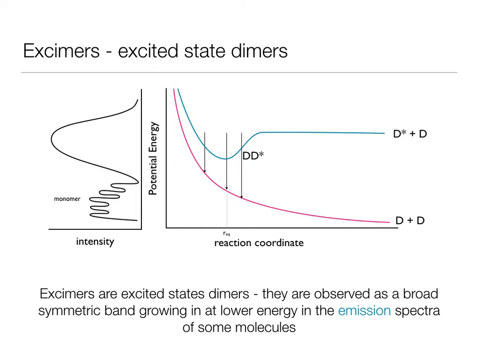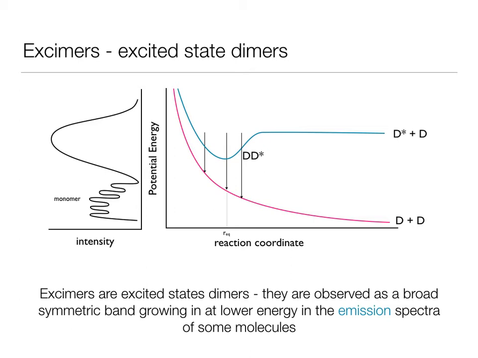This set of kind of fine structured peaks that I see at high energy is my monomer emission, and that is just my emission from this flat part of this green line down to the pink potential well. It's just my regular fluorescence or phosphorescence that I see from a molecule.